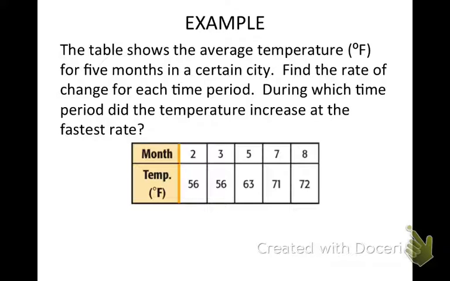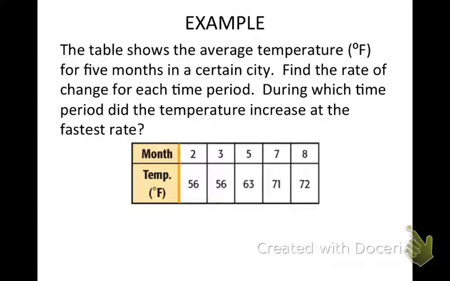Just put the table down, don't put all the words. So what we have here in this table is an average temperature for 5 months in a certain city. We want to find the rate of change for each time period. And then we want to pick which period the temperature increases the fastest. So we've got month 2, month 3, month 5, 7, and 8. And then we've got the corresponding temperatures.